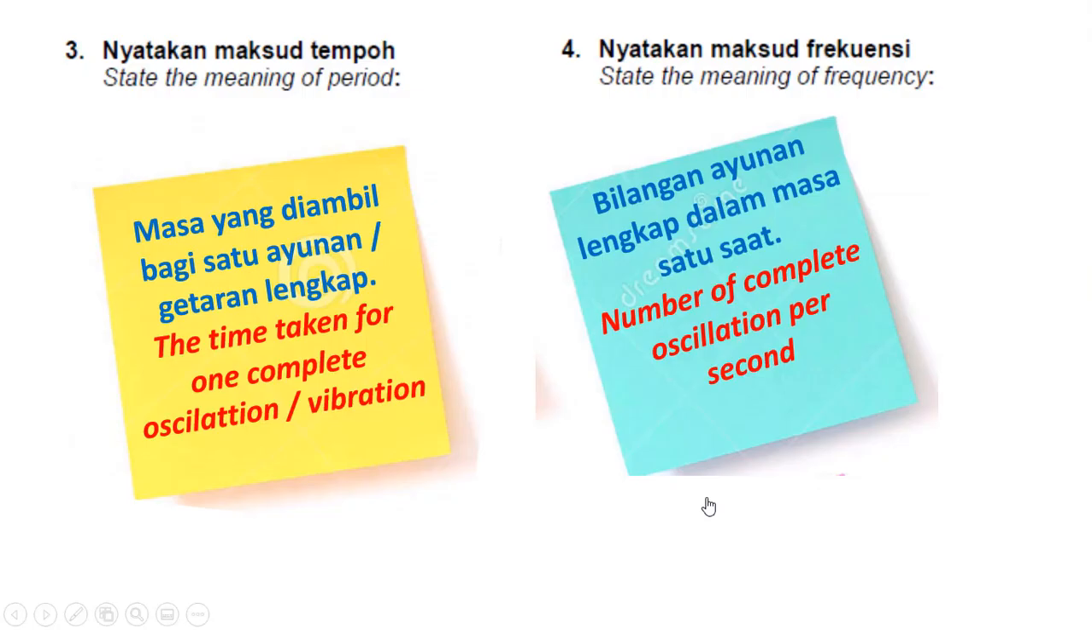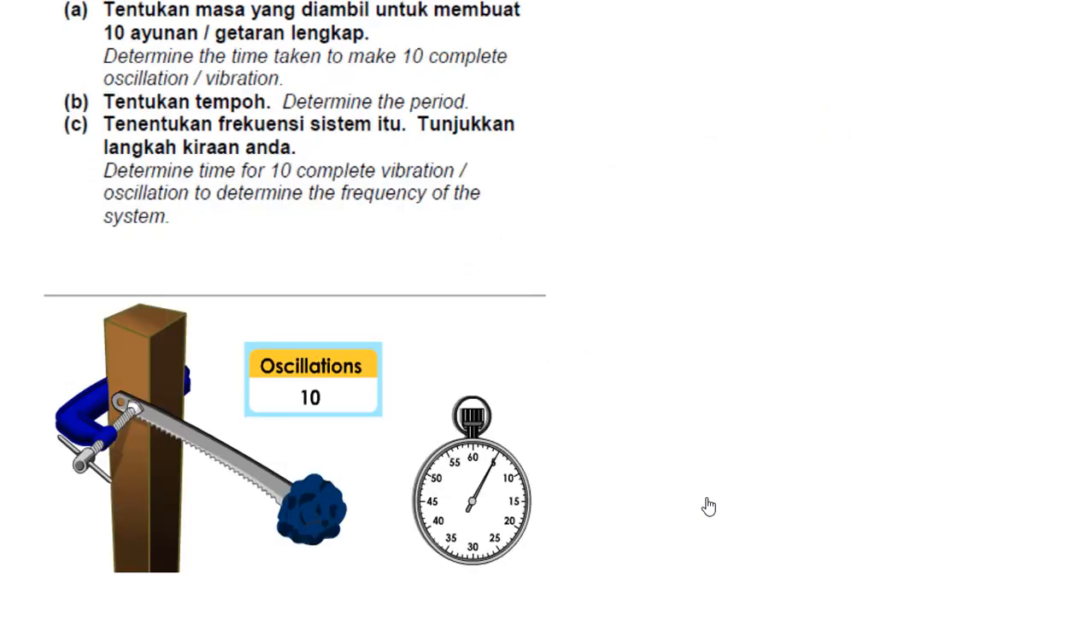Okay, next. So, period is the time taken for one complete oscillation, while frequency is the number of complete oscillations per second. Again, we look at this calculation. So, determine the time taken to make 10 complete oscillations. So we have t equals 5 seconds. The period T equals 5 seconds divided by 10, you get 0.5 second.